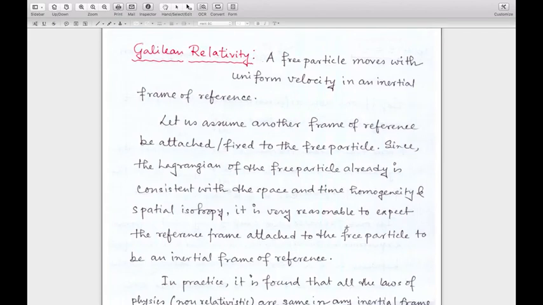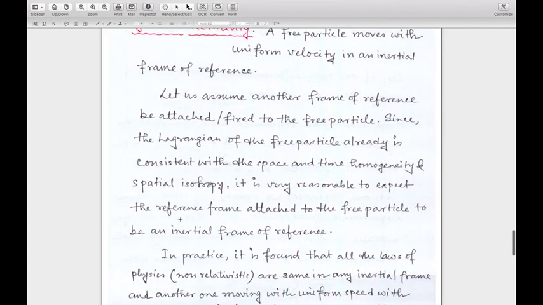So just now we have seen a free particle moves with uniform velocity in an inertial frame of reference. Now let us assume another frame of reference be attached or fixed to the free particle. Since the Lagrangian of the free particle already is consistent with the space and time homogeneity and spatial isotropy, it is very reasonable to expect the reference frame attached to the free particle to be also an inertial frame of reference.